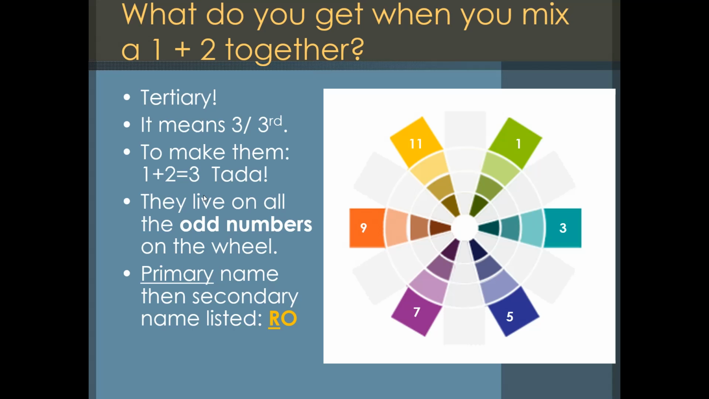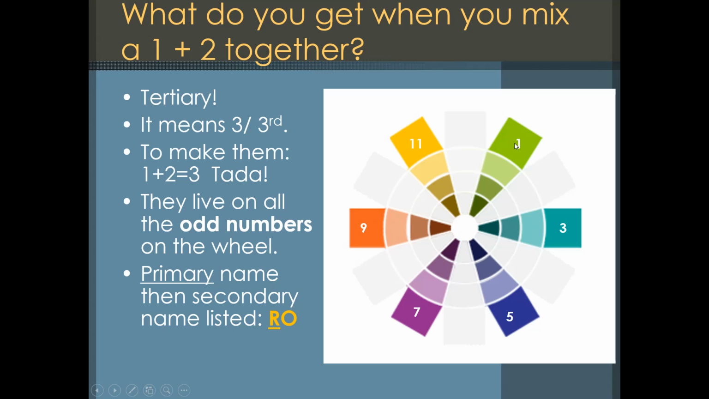Now, what do we get when we mix a primary, a 1, and a secondary, a 2, neighboring it together? We get a tertiary. Tertiary means 3 or third. All right? So that means if we mix a primary color, a primary yellow with a secondary green, we're going to get yellow green. Ta-da! A 1 and a 2 make a 3.